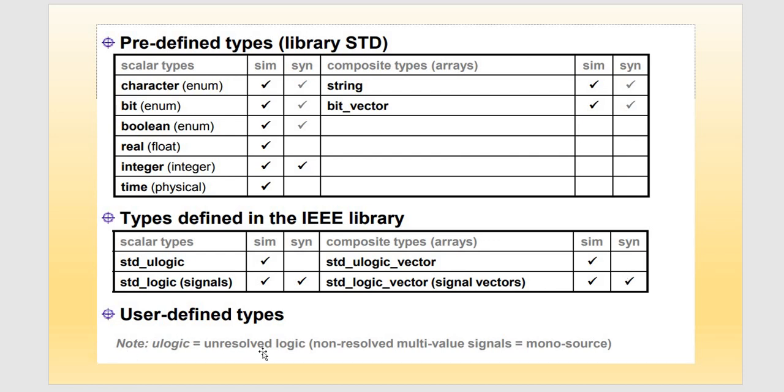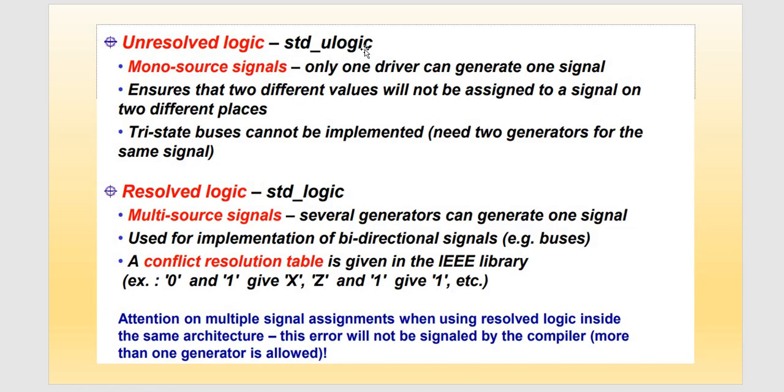U logic is unresolved logic, so non-resolved multi-valued signals, or maybe whatever you have in your actual implementation sometimes, so that is taken care of. Then these are two categories. One is called unresolved logic and another one is resolved logic.